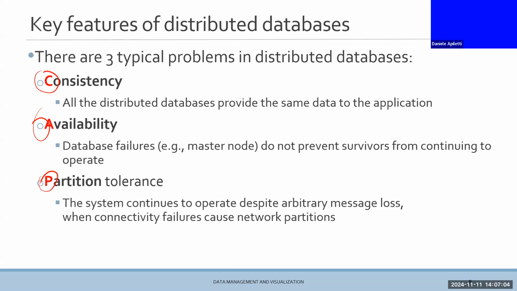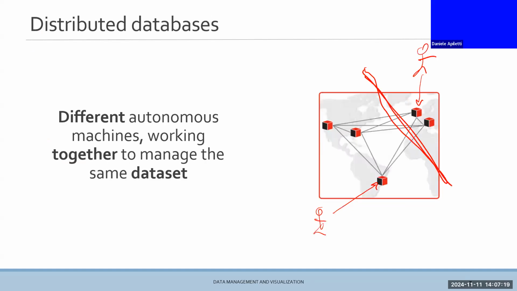Okay, from CAP, I want to keep the P. Let's say I keep the P. Now the game is, can I have both C and A? Let's see what happens. If you want to keep the P, the network partition, I cut the lines, and I suppose I want to demonstrate I can be both available and consistent at the same time. Okay, let's see if I can.